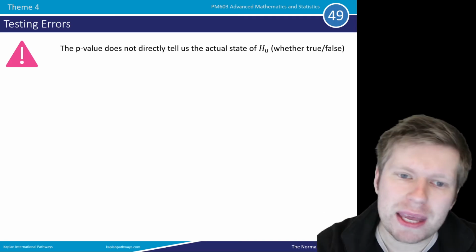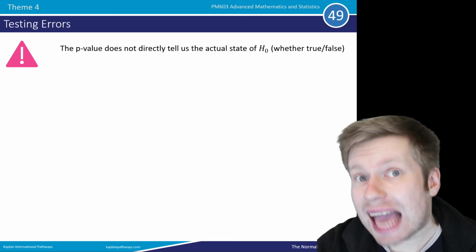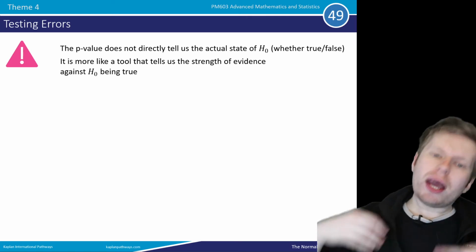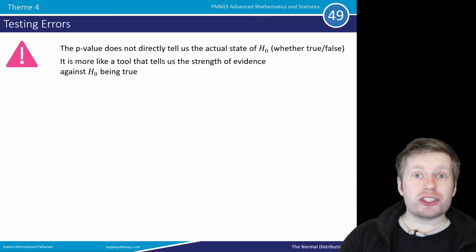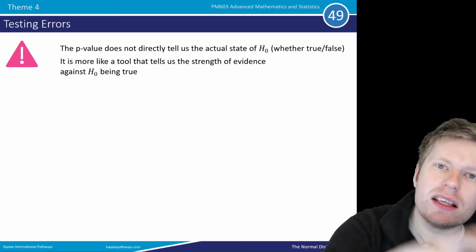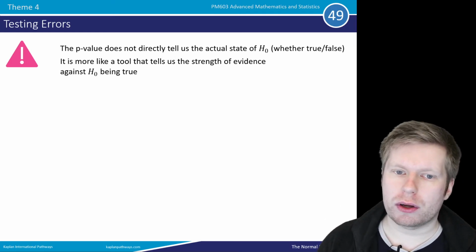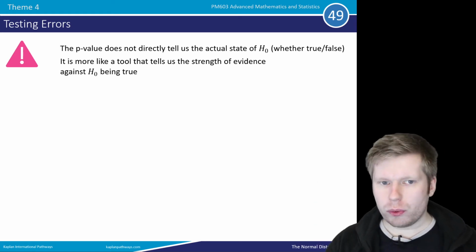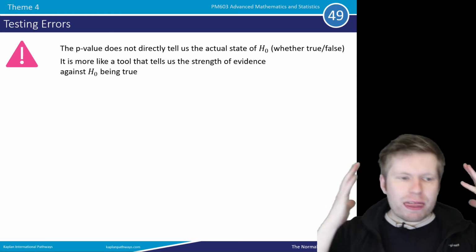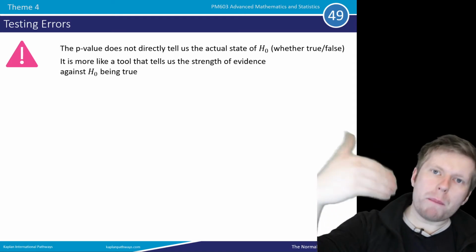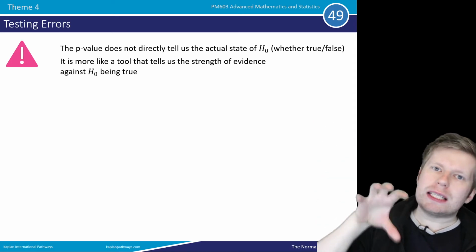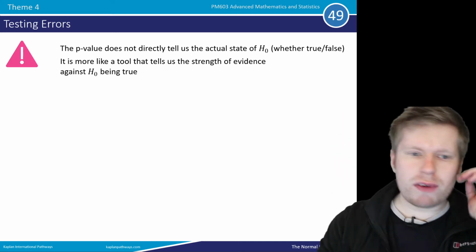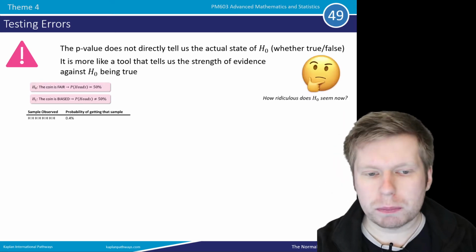Now, notice that the p-value does not directly tell us the actual state of the null hypothesis, in other words, whether it's true or false. It's more like a tool, and it's a tool which tells us the strength of evidence against the null hypothesis being true. The p-value doesn't actually tell you whether the null hypothesis is true or not. It basically just says, look, this is the strength of evidence. This is the probability, the p-value, of obtaining this sample if that null hypothesis is true. So it's, if you like, the strength of evidence against the null hypothesis being true.